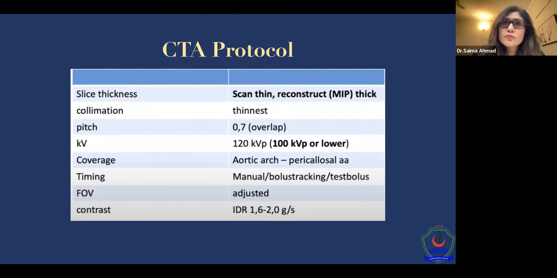Then the coverage should be proper. As I have said earlier, you have to cover from the aortic arch up to the vertex, if not up to the vertex, then at least up to the pericallosal artery, because you want to see the pathology all over. And then the timing is also very important, because you have to see the arterial phase. Sometimes if the timing is not proper, you see the venous enhancement, and you may confuse it with the arterial one. And of course, there is the iodine delivery rate, which is 1.6 into 2 grams per second.